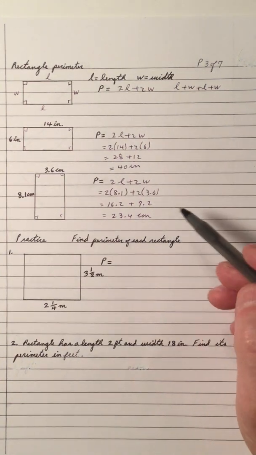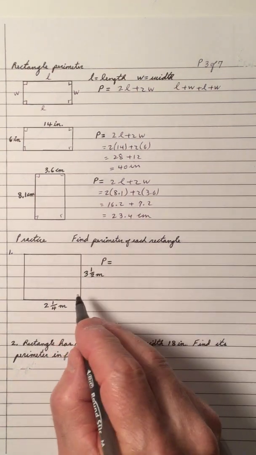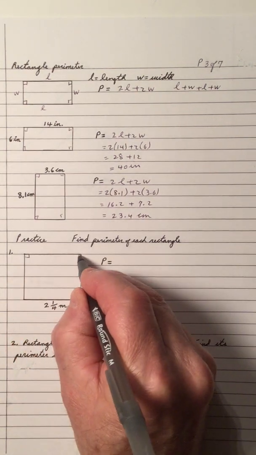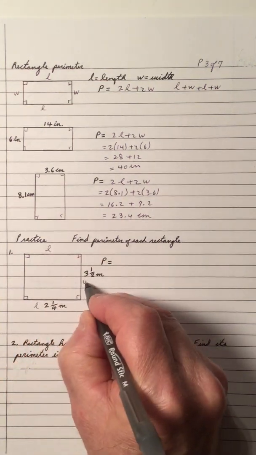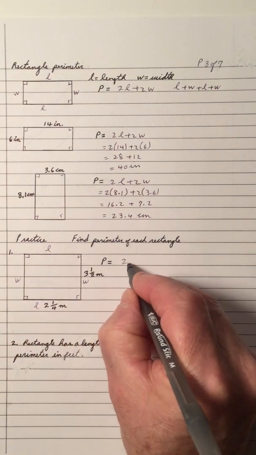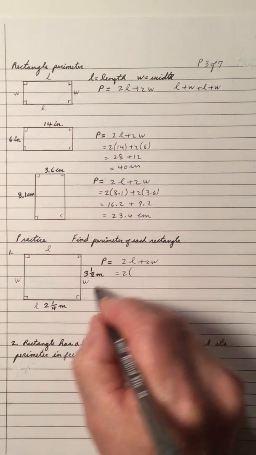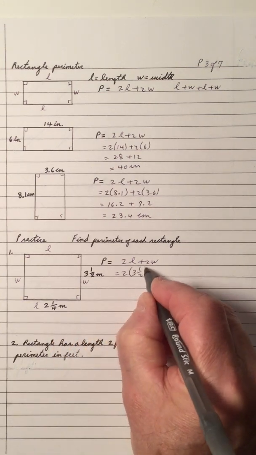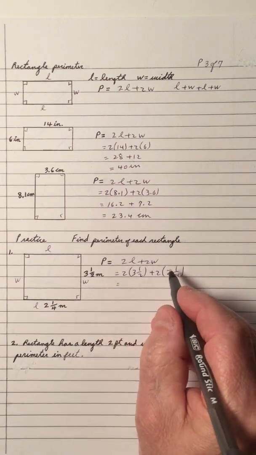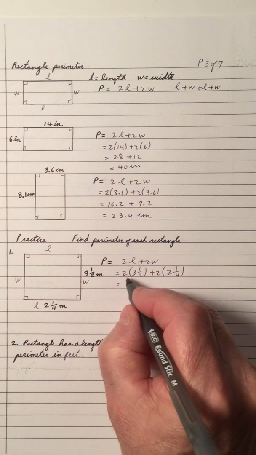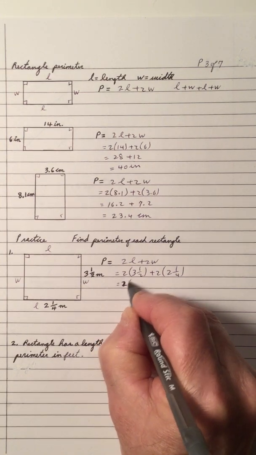Practice means pause the video and work out the answers and play back to see if you're right. This is a rectangle. A rectangle is a length, width. We got 2L plus 2W. So we got 2 times the length, which is 3.5. The width is 2.25. Now we're going to multiply these. Normally when you multiply with mixed numbers, you change them to improper fractions. Oh, that's a 2 there, sorry.